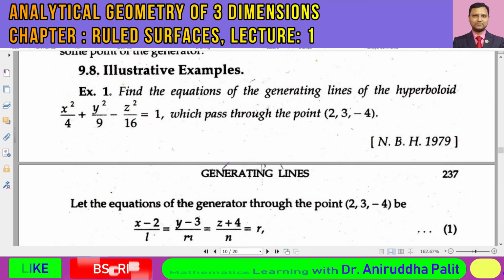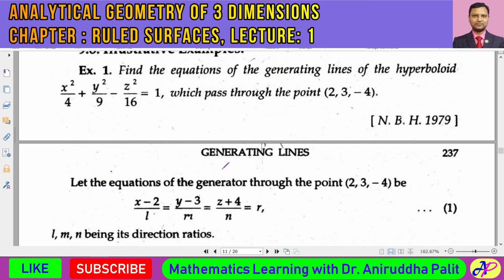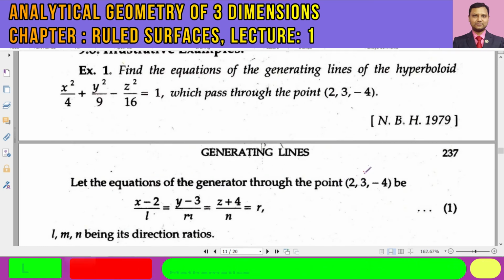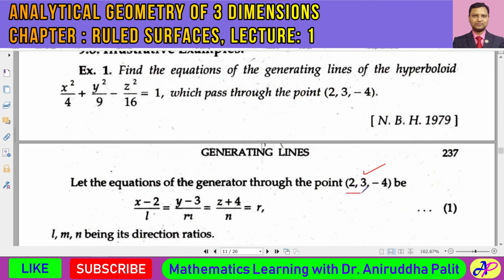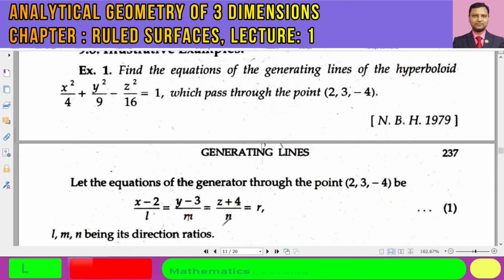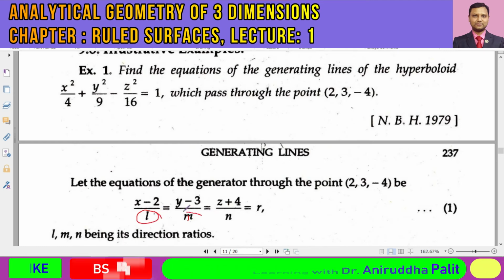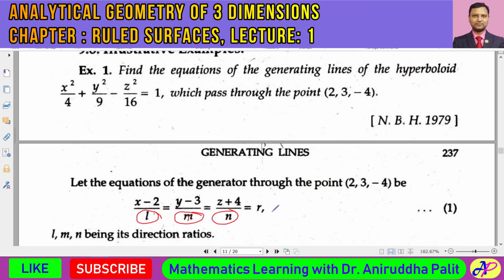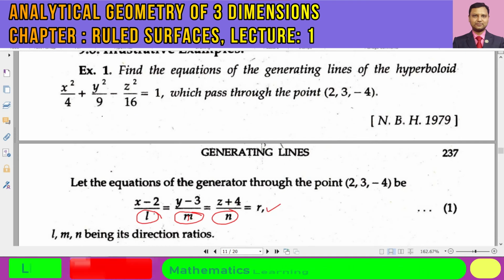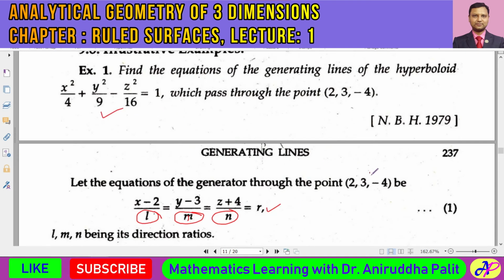This can be solved by two different techniques. One is this kind of technique. We consider a straight line passing through the point 2, 3, minus 4. And what would be the equation of that straight line? x minus 2 by l is equal to y minus 3 by m, is equal to z plus 4 by n, is equal to, suppose, r. Now we need to determine these values l, m, and n, so that this straight line will lie on the surface, and of course this straight line is passing through the point 2, 3, minus 4.